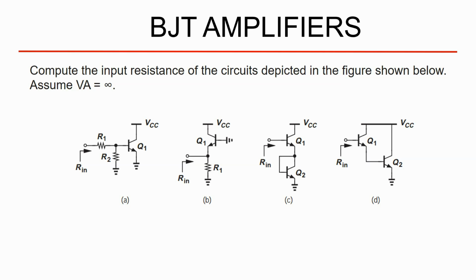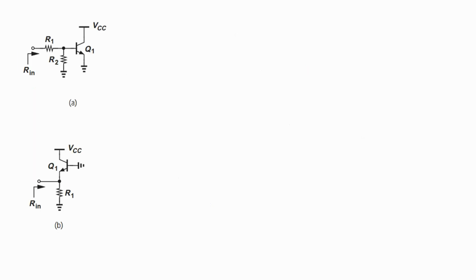Okay, now let's look at the first two circuits. This is the first one, and also notice that this is from Razavi's book, chapter 5. I wrote the reference for this video in the description. Now let's look at this amplifier and how we can calculate the Rin resistance.